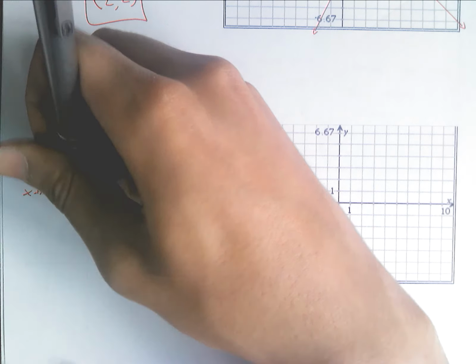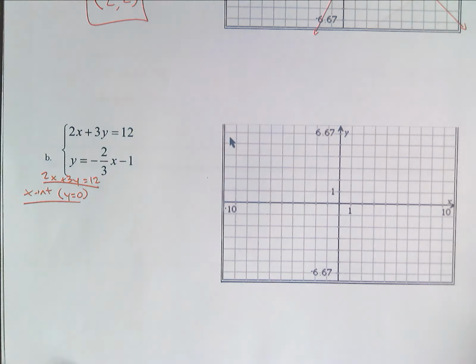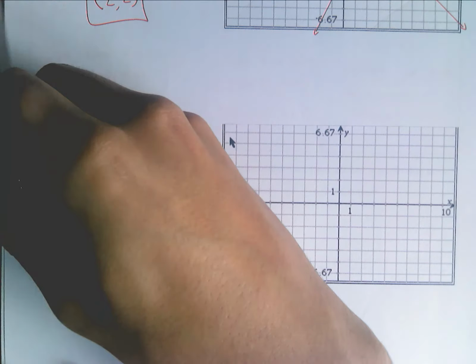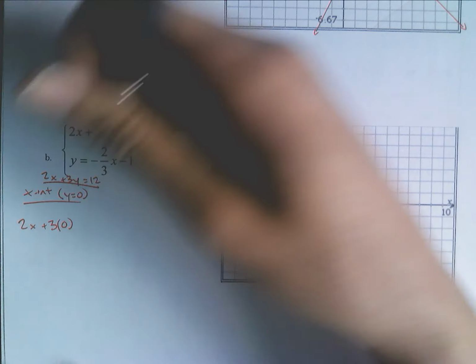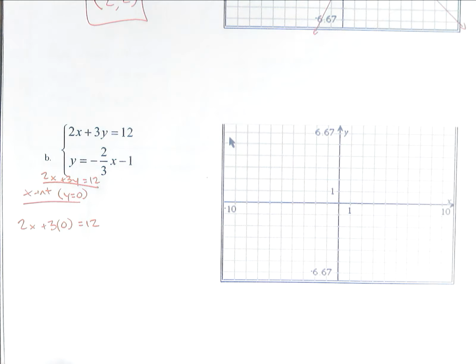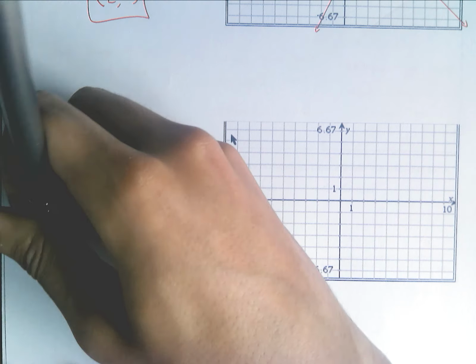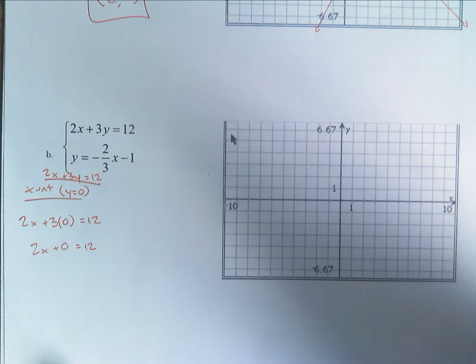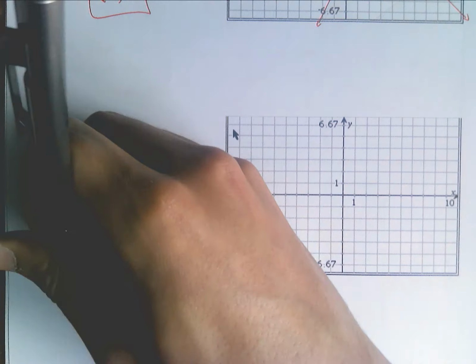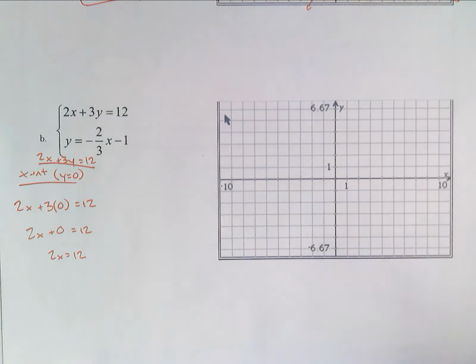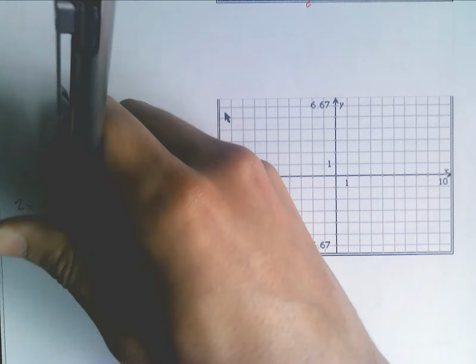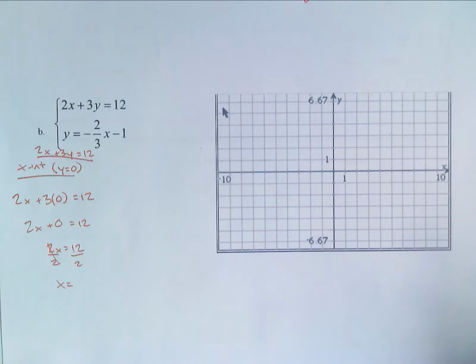To find the x-intercept, we set y equal to 0. So we're going to plug in 0 for y, so we have 2x plus 3 times 0 equals 12. And then we solve for x. So 3 times 0 is 0. So we have 2x plus 0 equals 12, which is just 2x equals 12. And then our last step, we divide both sides by 2. So we have x equals 12 divided by 2 is 6. So as an ordered pair, our x-intercept is (6, 0).